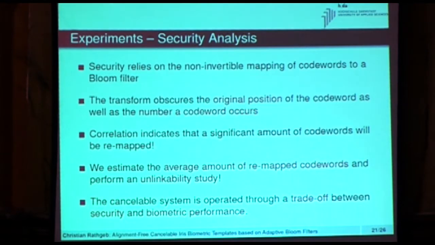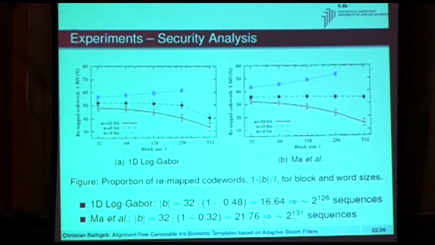Then we have to analyze the security of the entire approach. The security relies on the irreversibility of the transform. So we need to know how many columns are mapped to identical positions within the corresponding Bloom filters. In addition, we have to perform an unlinkability study. Here we get the amount of columns which are remapped.